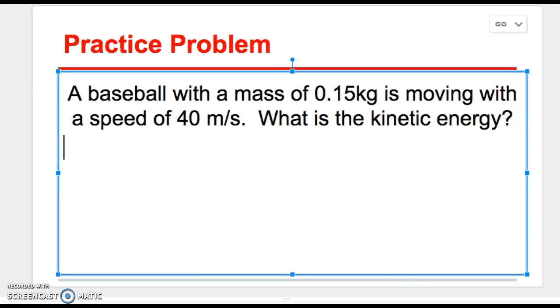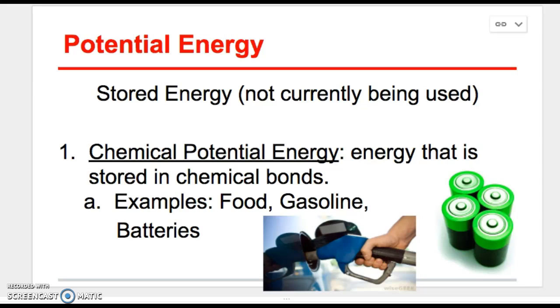All right. Second type of energy that we're going to talk about is called potential energy. This is energy that is stored or energy that is not currently being used.